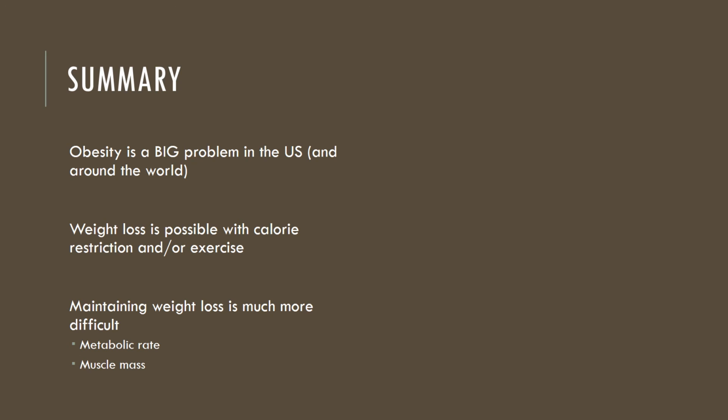So in summary, obesity is a big problem in the United States. And we only talked about the United States, but it's a problem around the world as well. Weight loss is possible with calorie restriction and or exercise, but maintaining weight loss is much more difficult. You have to keep in mind metabolic rate and muscle mass. So exercise, including exercise in your weight loss, is very, very important, especially exercise that maintains and or builds muscle mass. That's going to keep the metabolic rate from dropping so much, and that's going to make it easier to maintain that weight loss.